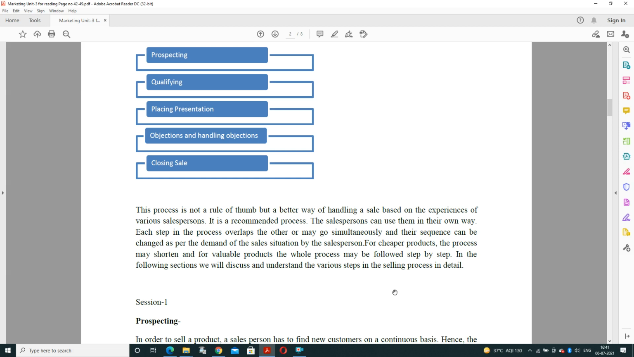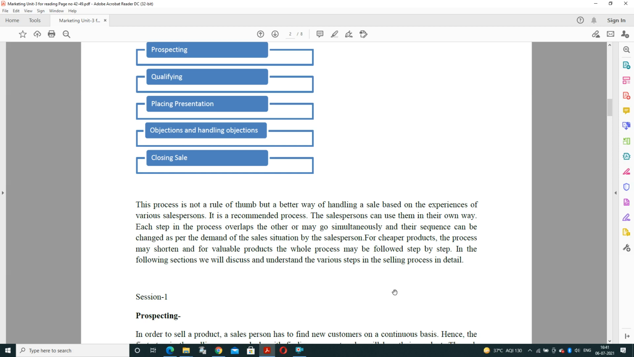Each step in the process may overlap with the others or go on simultaneously, and their sequence can be changed as per the demand of the sales situation. For example, for a less costly, cheaper product the process may be shortened, and for a valuable product the whole process may be followed step by step. So it is not a hard and fast rule that all 5 steps will be followed. It depends upon the type of product produced by a company. In the following section, we will discuss and understand the various types of selling process.